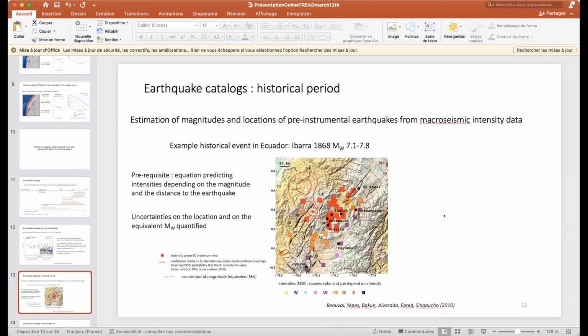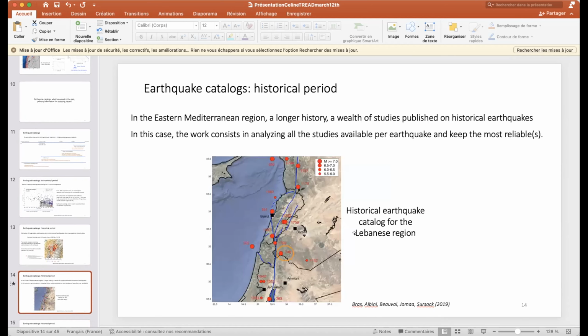The precision of the earthquake parameters estimated strongly depends on the amount of intensity data, as well as the exact distribution in space. I switched to a completely different geographical area, the Eastern Mediterranean. In the Eastern Mediterranean region, the situation is quite different from South America. There are plenty of existing studies analyzing intensities and proposing earthquake parameters.